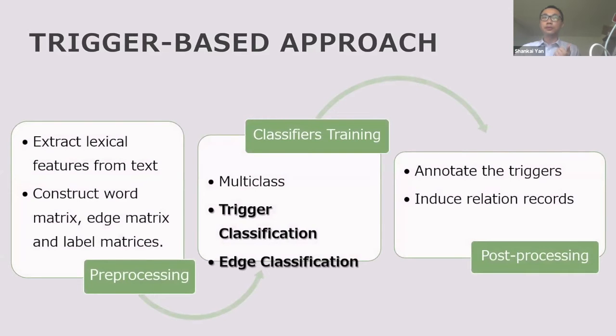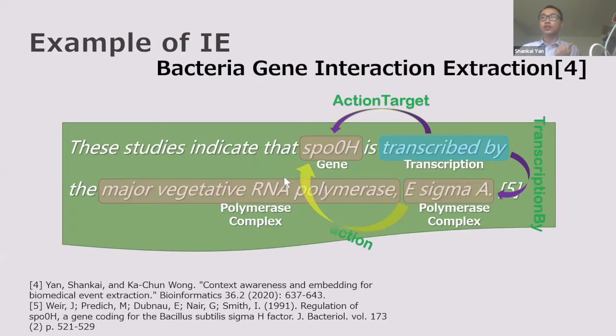So one methodology for biomedical events extraction is the trigger-based approach. What is called the trigger? The trigger is sometimes an internal term in the text. For example, "transcription" or "transcribed by". Here, this is the trigger we are interested in.